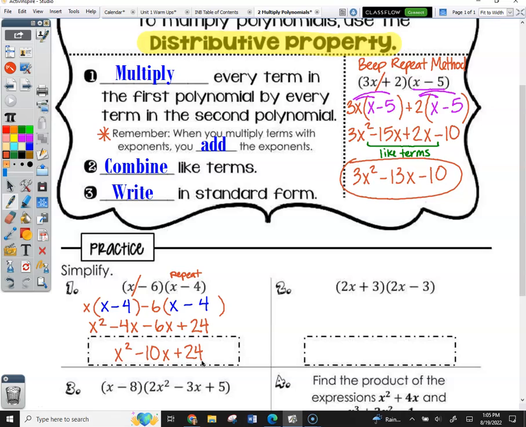So split the first set up. If it helps, draw the little slash to help you see what's split apart.